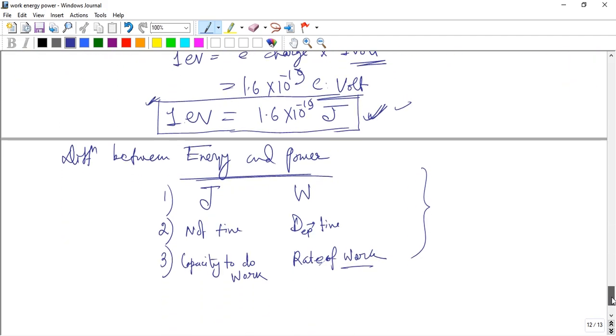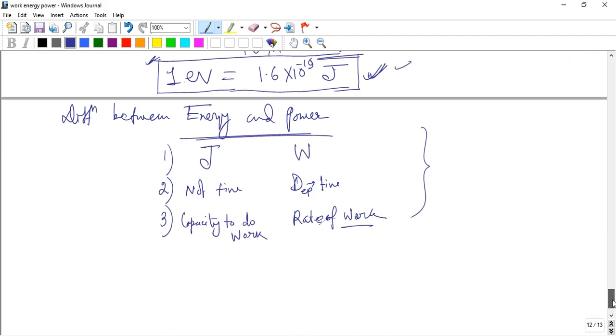Numerical problems of the basic class 10 board exam, previous year numerical problems.